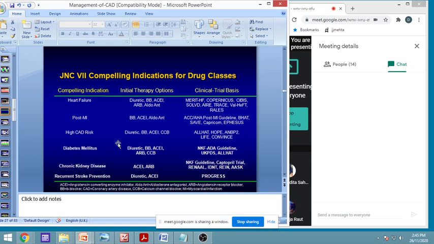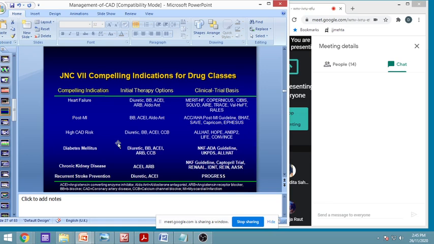Then the persons who are at high risk of coronary artery disease, meaning those known for diabetes, or having atherosclerosis or hyperlipidemia, although today it is not there, but there is every chance. In those cases we go for diuretic, beta blocker, ACE inhibitor, CCBs, and there is a variety of trials like ALLHAT, HOPE, INVEST, LIFE, CONVINCE.